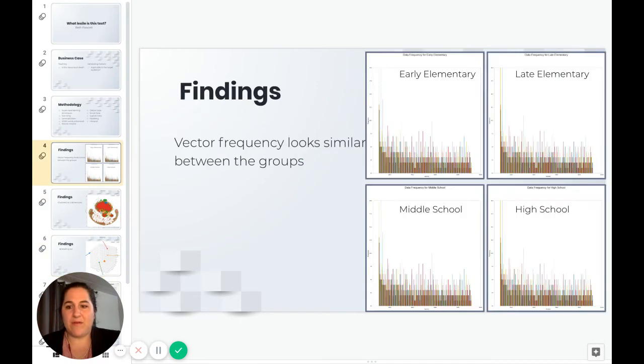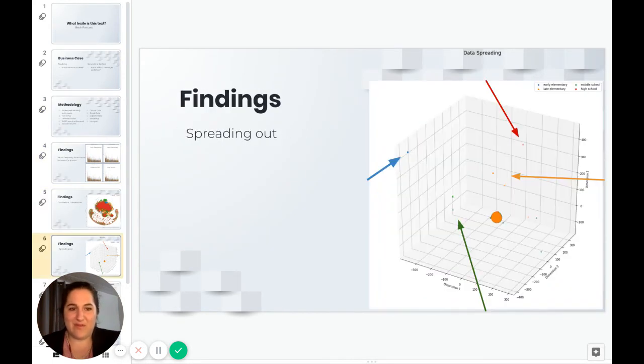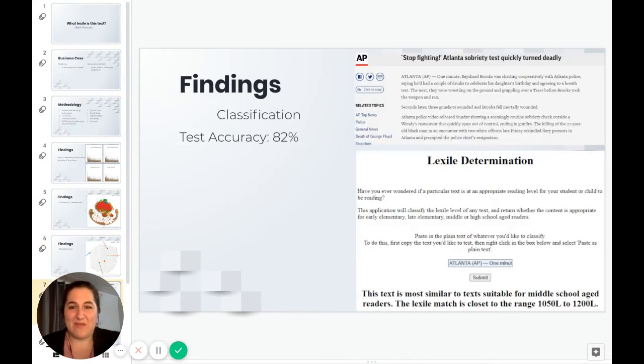I have for you today one dimension, two dimensions, three dimensions. I went to 10,000 dimensions with my model. And at the very end, I had a testing accuracy of 82%. What that means is any text that I pass in is likely to be predicted correctly 82% of the time. And I have an example for you on the right-hand side.